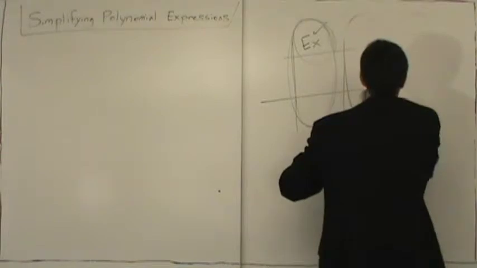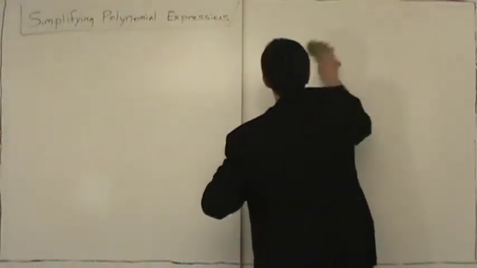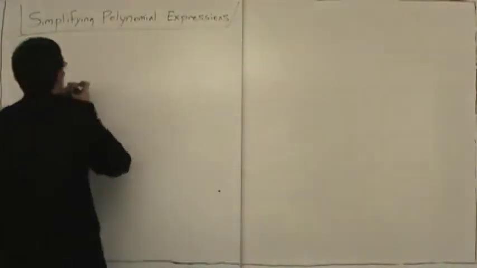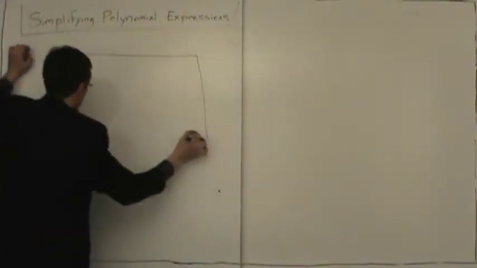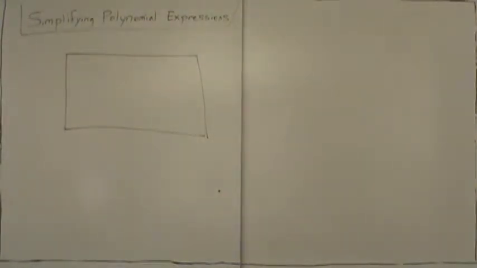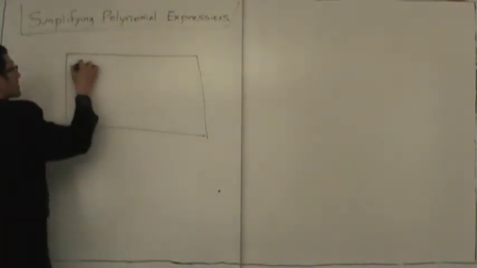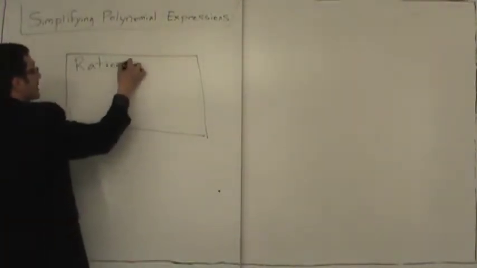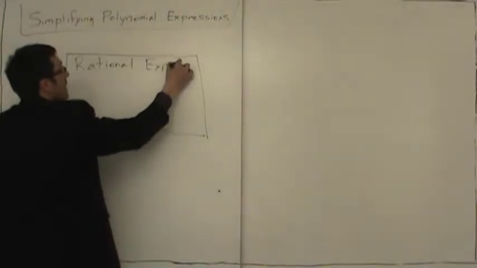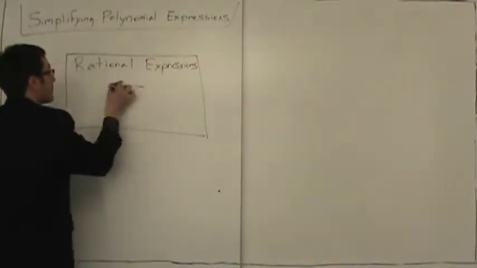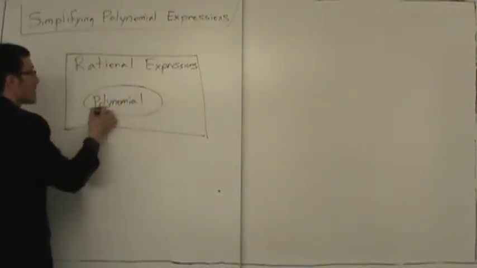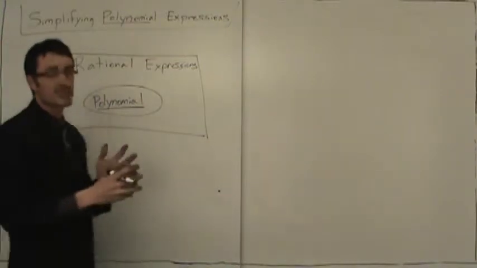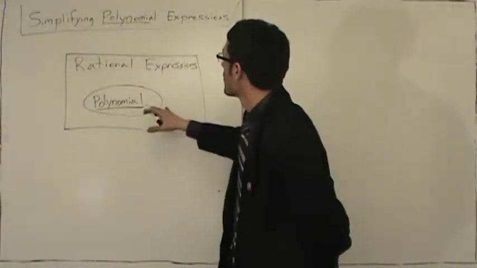Before we get into it, let's diagram very quickly. What are we looking at today? Polynomial expressions. I want you to draw this box. We're going to call this box, this marker's running out, let me grab another one. This box represents rational expressions. And within the rational expressions, we have polynomial expressions. The polynomial expressions are what are written on the board. Polynomial expressions are what we're studying, but within the realm of rational expressions, we have polynomial expressions.